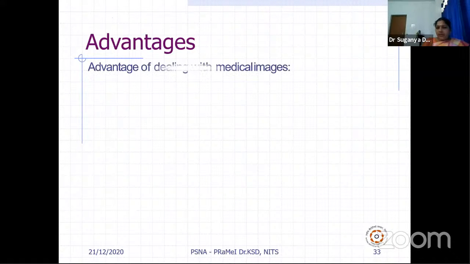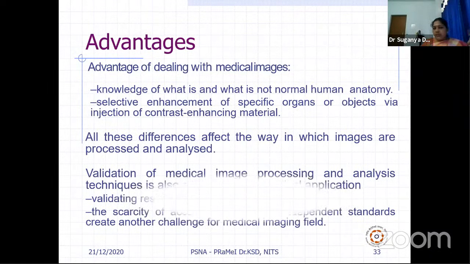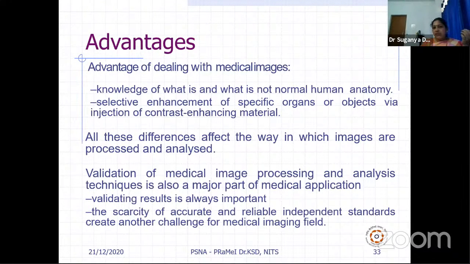That is, all the medical images will have their unique characteristics. So these are some of the advantages of dealing with medical images: the knowledge of what is and what is not normal human anatomy. For example, if you are taking an X-ray, suppose I am having some pain in my hand, so I take the X-ray, then I could identify that I am having a fracture here. So this is abnormal, right? Suppose everything is okay, this is because of some muscle pain, it is normal. That is, what is normal and what is not normal in human anatomy.